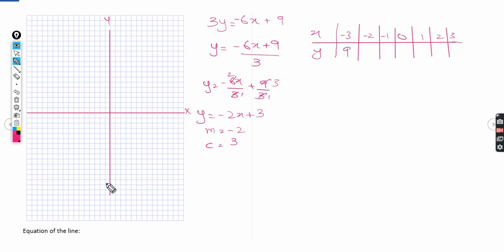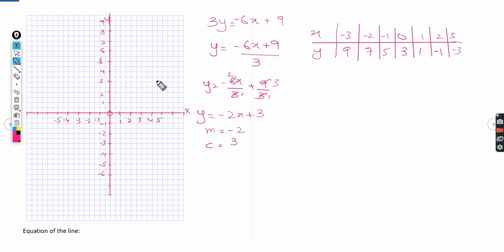I will have to increase this a bit. This will go up till here. Anyways. So minus 2, minus 2 times minus 2 gives me 4. 4 plus 3 gives me 7. Minus 2, minus 1 gives me 2. 2 plus 3 gives me 5. 0 gives me 3. 1 gives me 1, because 1 times minus 2 gives me minus 2. Minus 2 plus 3 gives me 1. And 2 gives me minus 1. And 3 gives me minus 3, so 3 and minus 6. Minus 6 plus 3 gives me minus 3.